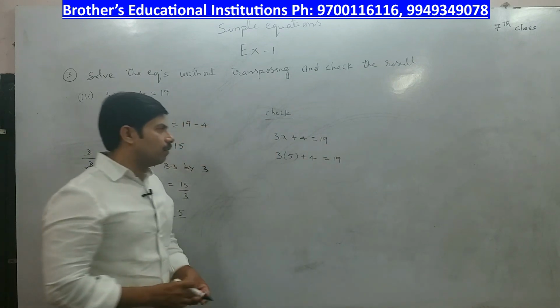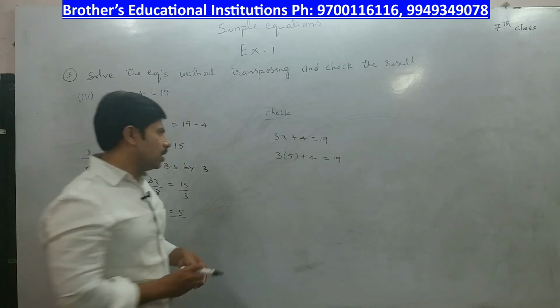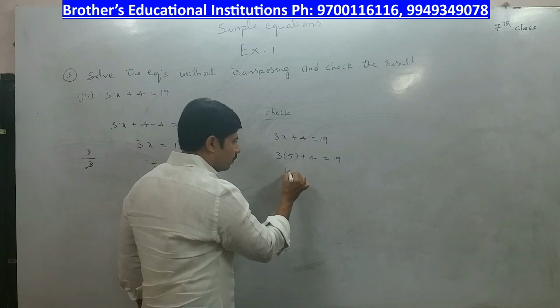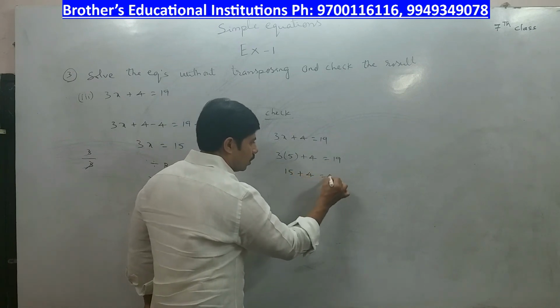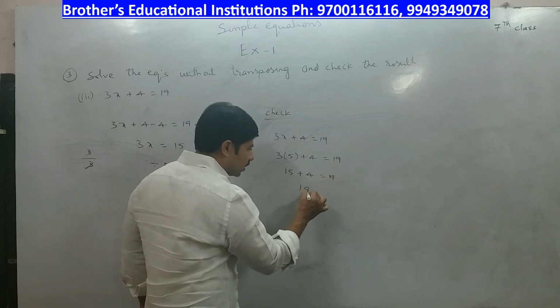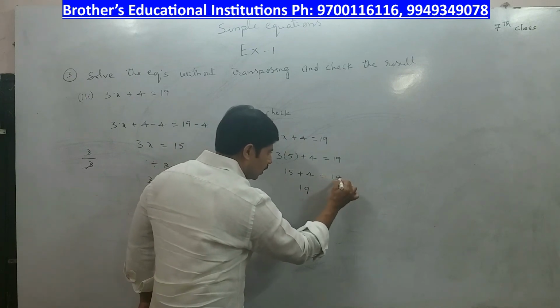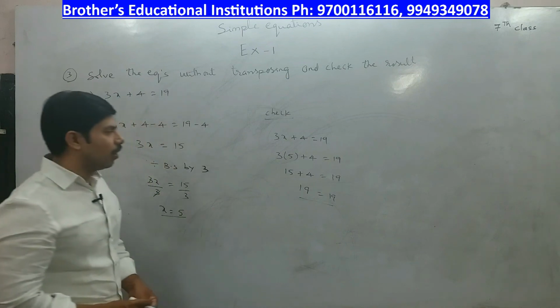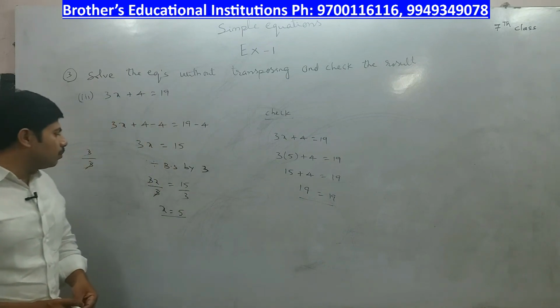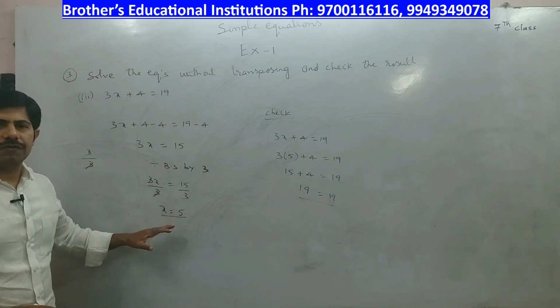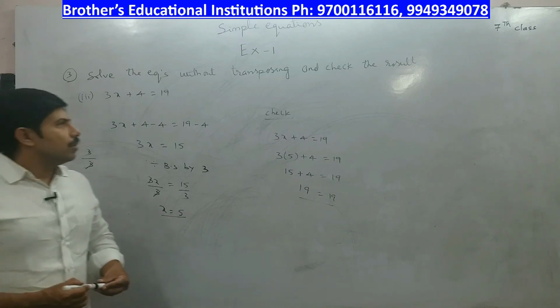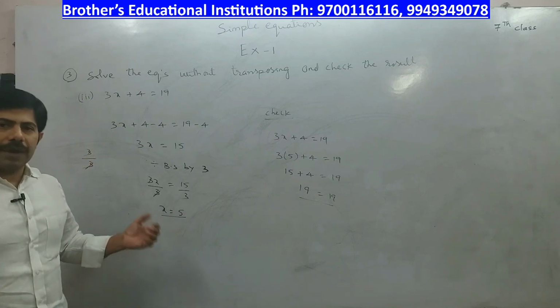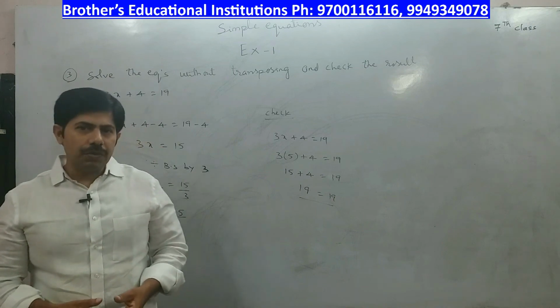Now we'll simplify the LHS. 3 fives are 15, plus 4. So 15 plus 4 is 19, which is equal to 19. So 19 is equal to 19, we got. Therefore, what is the value of x we have? It is 5. So note down these problems, practice these problems. We'll continue in the next class.